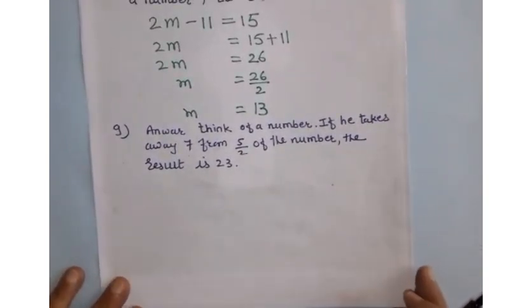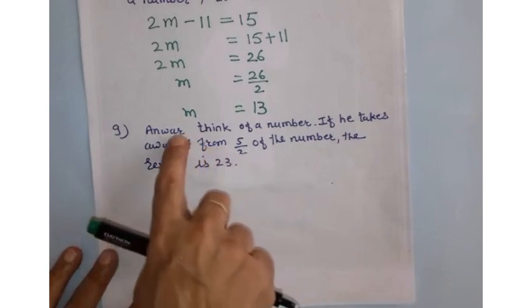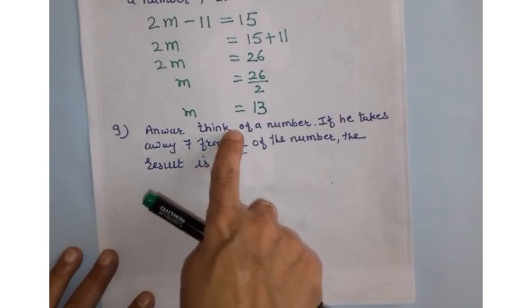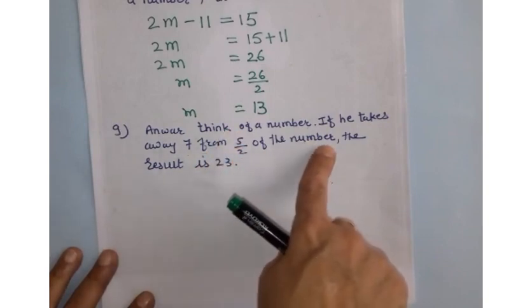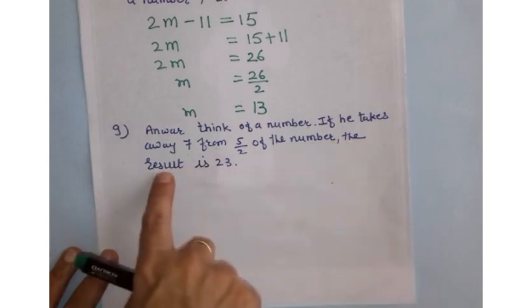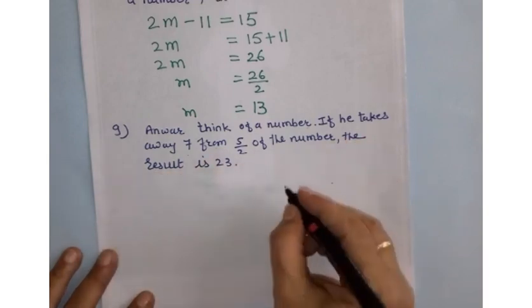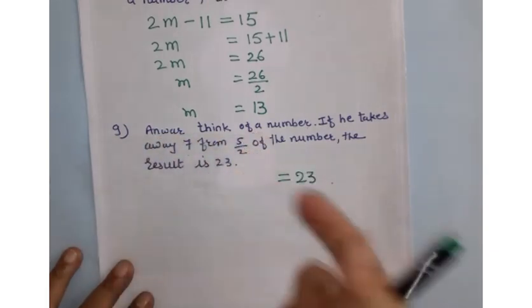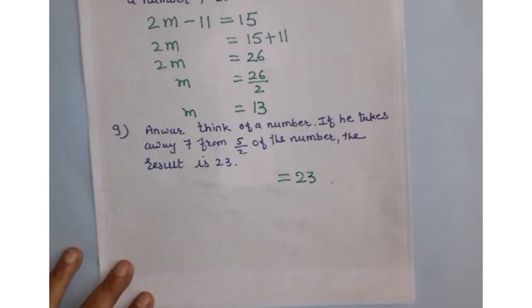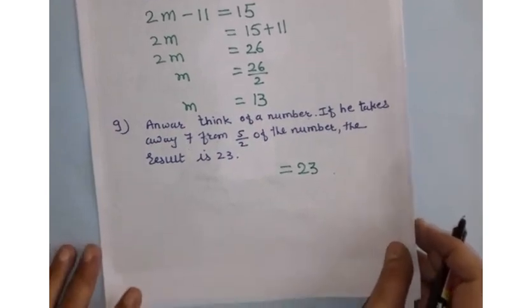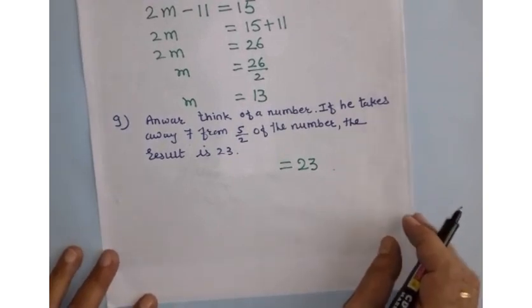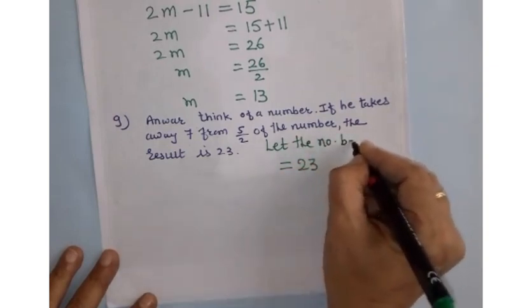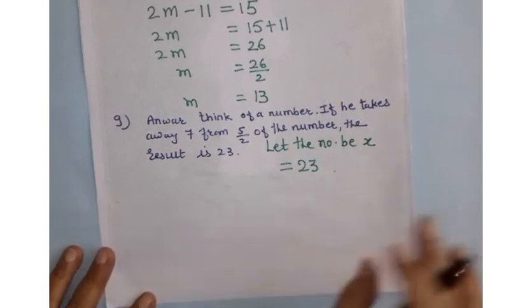Now one more example I will solve. Anwar thinks of a number. If he takes away 7 from 5 upon 2 of the number, the result is 23. So first of all, what is the result? That is 23. Correct? And Anwar thinks of a number. Which number he thought? We are not aware. So let us take it as x. Let the number be x. Correct?